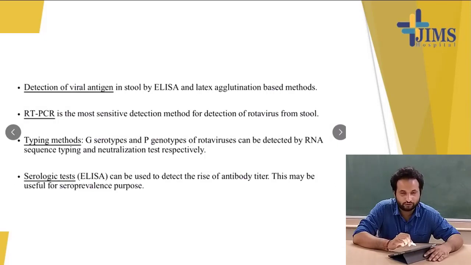Then typing methods, as we already talked about, there is G serotype and P serotype, VP7 and VP4 of rotaviruses, which can be detected by RNA sequence method and neutralization test respectively. And then other serotypic tests like ELISA can be used to detect the rise of antibody titers. This is essential to get the seroprevalence of a community. Seroprevalence of rotavirus in a community can be detected by doing ELISA and detecting the rise in antibody titer.